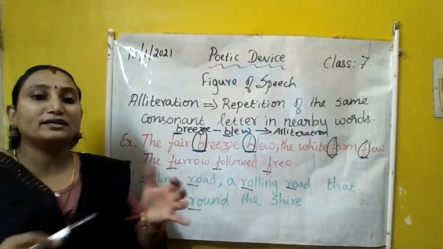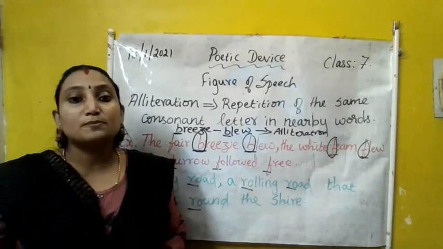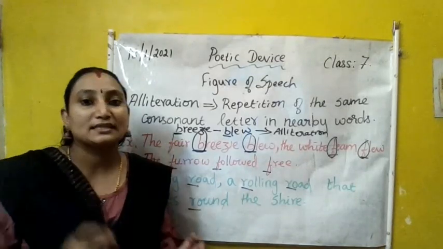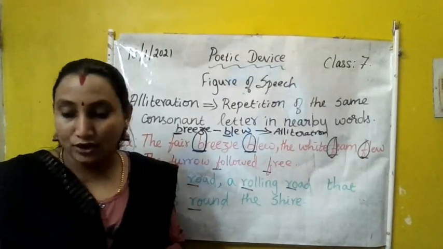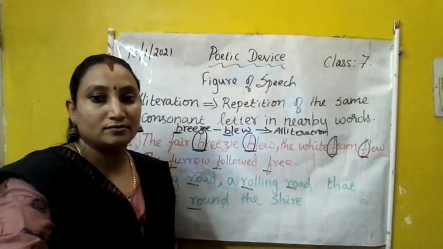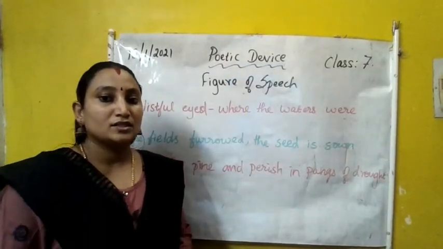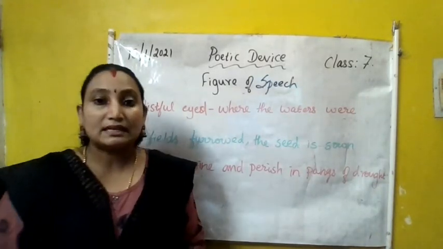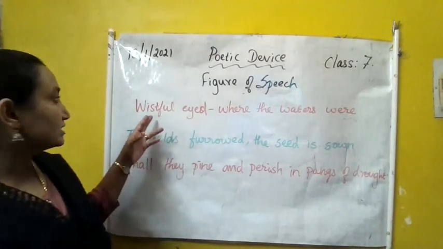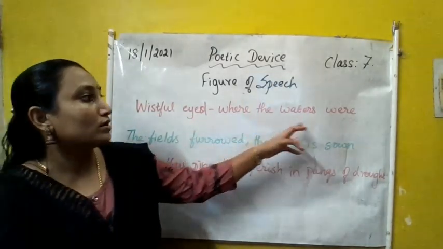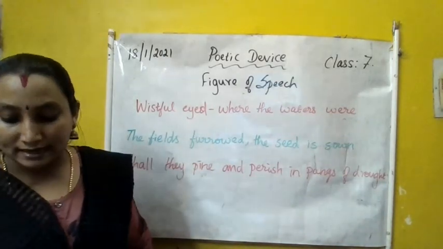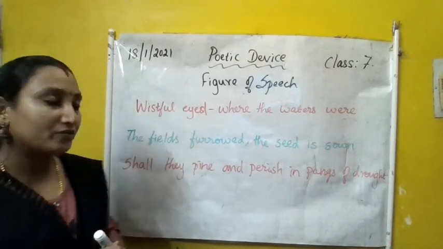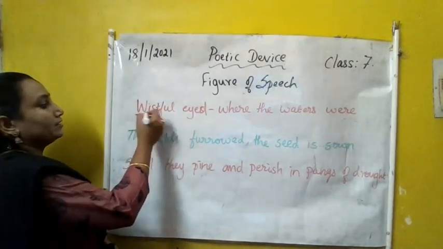Now let's do the exercise in this particular poem. Let's find out the alliteration in the poem given to us. Please take your text and find out the alliteration. I have taken 3 lines from our poem. Look at the first stanza, third line. What is given? Wistful-eyed where the waters were. Here, which consonant letter has been repeated? Very good. W has been repeated in this line, isn't it?